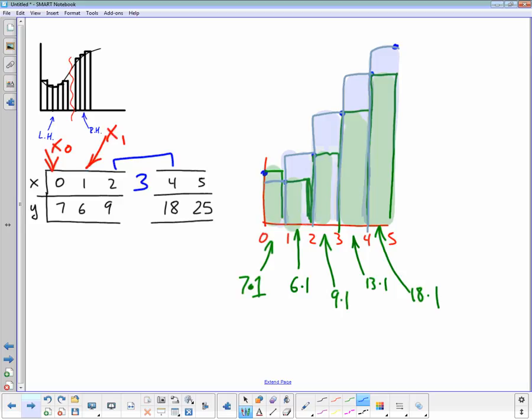If that were the case, we're dealing with (2, 9) and (4, 18). And what we want to do is find the secant line that connects those 2 points. Because remember, there is some curve in here, but we don't know what it is. We just have data points, right?